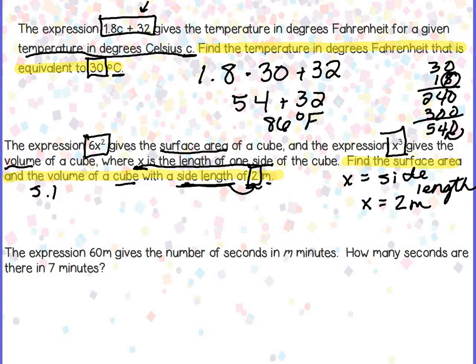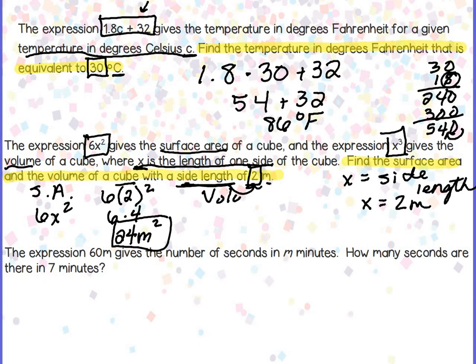So to find the surface area, I have to use the correct expression, which is 6 times x squared. So that would mean that I have to do, and I'm going to move it up here because I'm running out of space, 6 times 2 squared, which means I would have to do 6 times 4, which is 24. So that would be 24 meters squared. Okay, because area is always squared, meters squared, units squared. So that's my surface area.